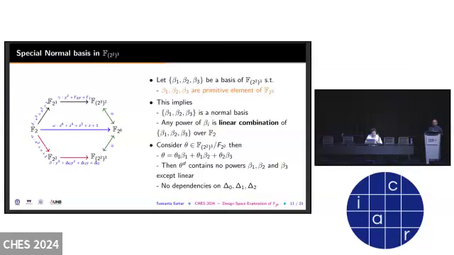The same thing will happen: beta 1, beta 2, beta 3 are the basis elements, and the same result holds, that any power of beta 1 is a linear combination of beta 1, beta 2, beta 3. And if you consider a generic element theta and raise it to the power d, you will see that there is no higher power of beta 1, beta 2 except 1. And there are no dependencies on delta 0, delta 1, delta 2.